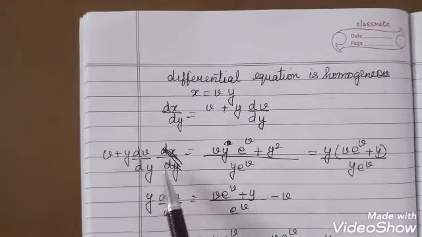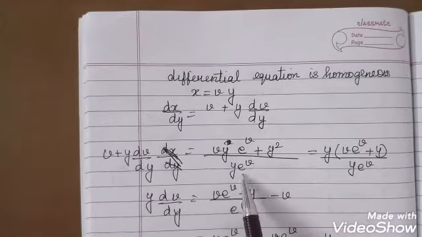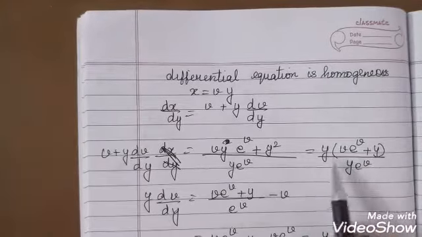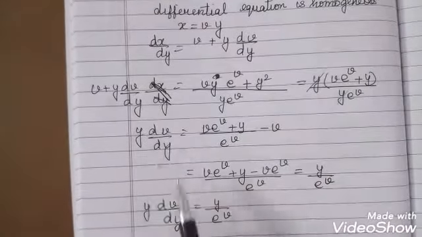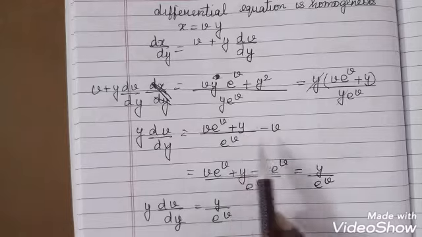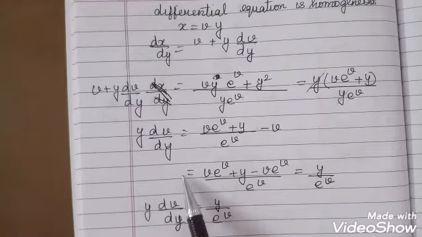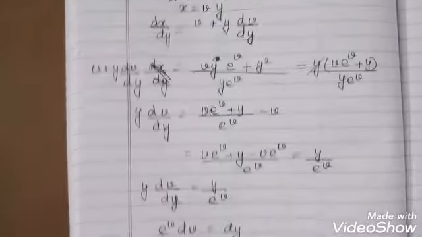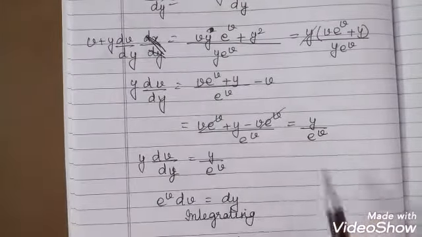v plus y into dv by dy is equal to vy into e power v plus y squared divided by y into e power v. So taking y common here, y into v e power v plus y divided by y e power v. y and y get cancelled here. You are left with y into dv by dy is equal to v e power v plus y divided by e power v. When I take that v to the right hand side, you will have minus v. Now you cross multiply, what will you have it equal to? v e power v plus y minus v e power v divided by e power v. Okay. So here of course it gets cancelled. It is equal to y divided by e power v.